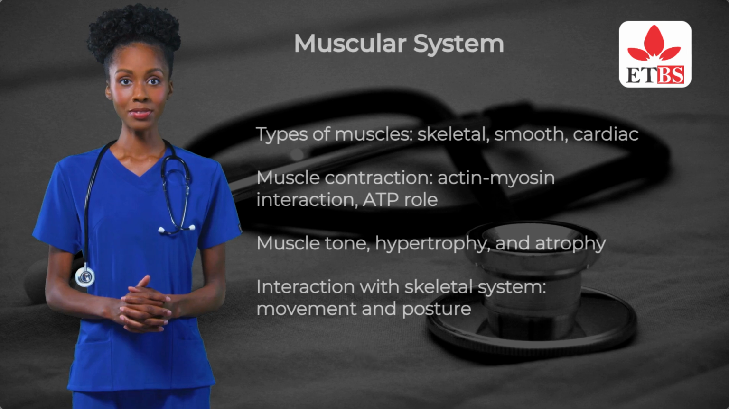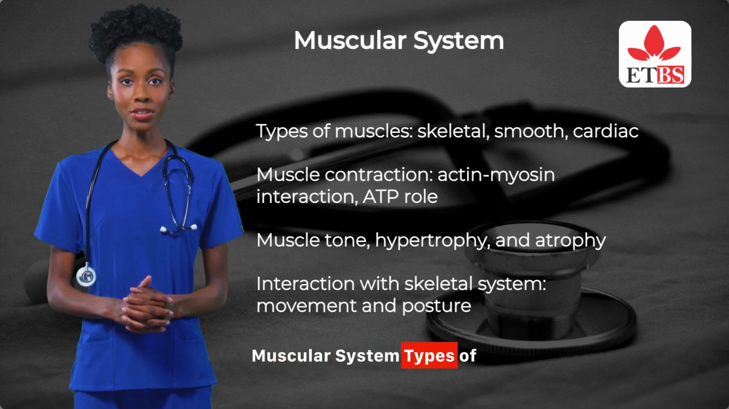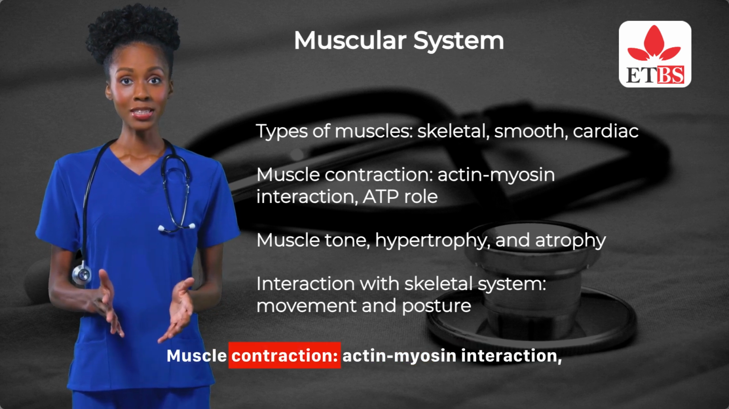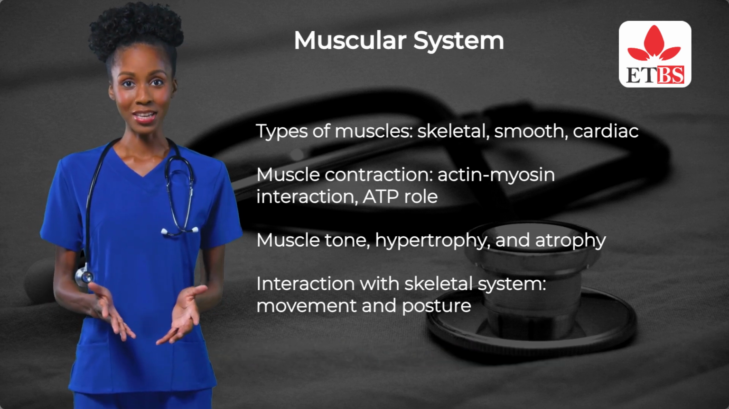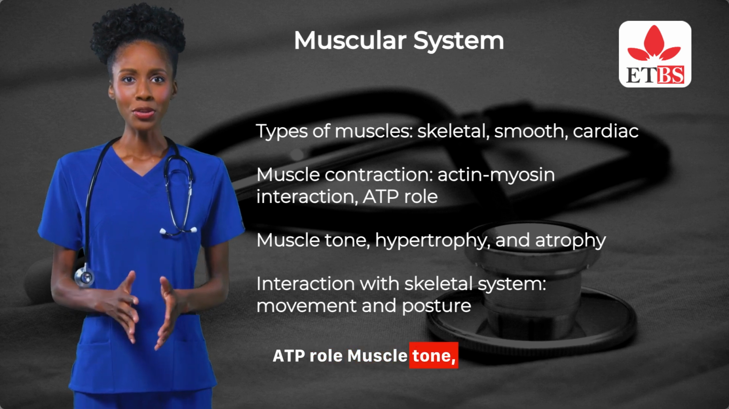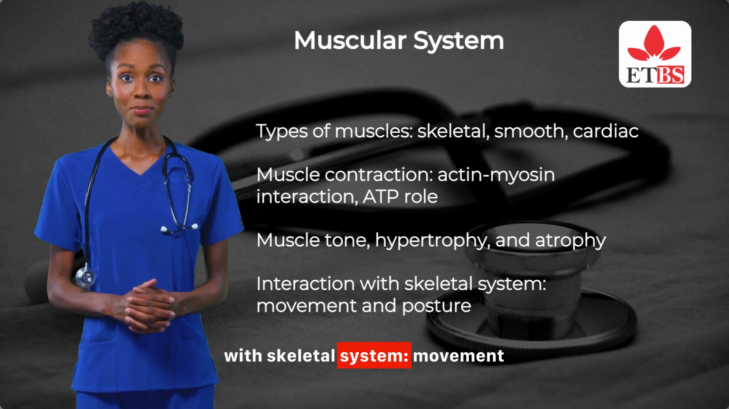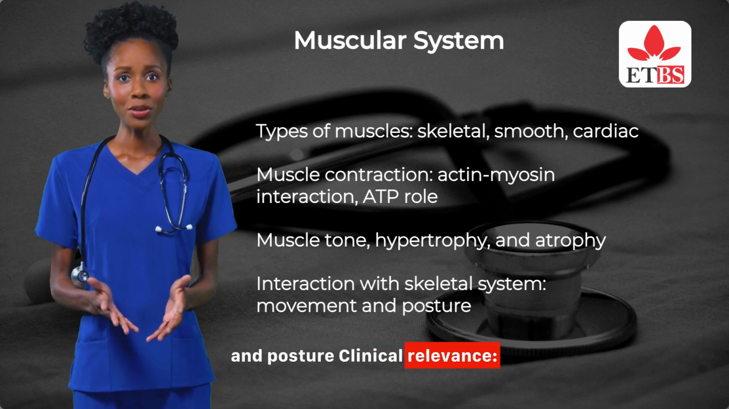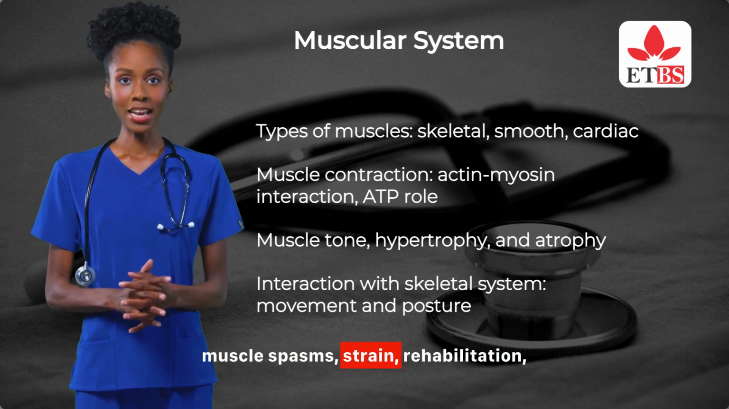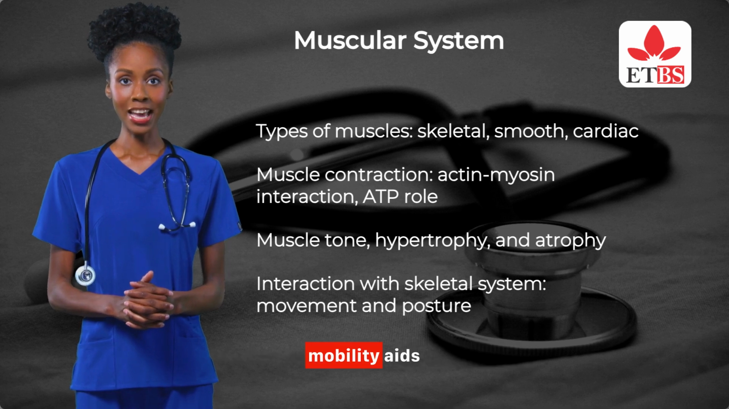prevention. 5. Muscular system: types of muscles, skeletal, smooth, cardiac. Muscle contraction: actin-myosin interaction, ATP role. Muscle tone, hypertrophy and atrophy. Interaction with skeletal system, movement and posture. Clinical relevance: muscle spasms, strain, rehabilitation, mobility aids.